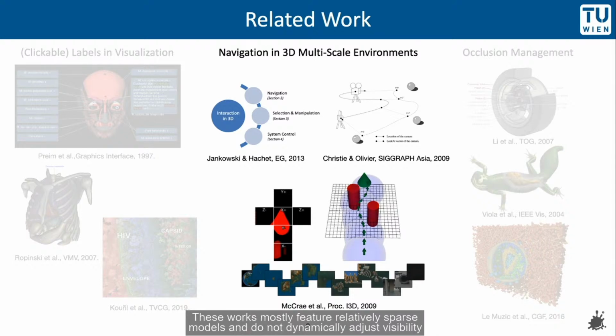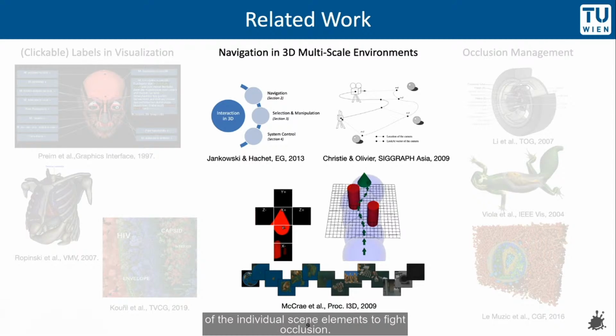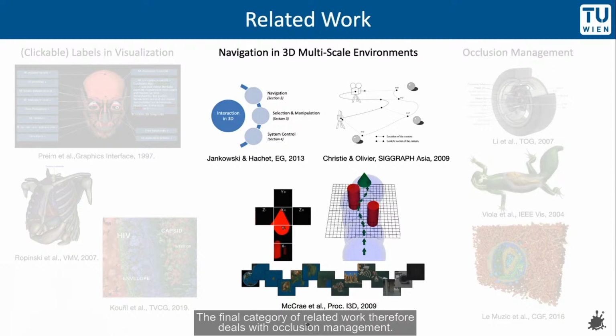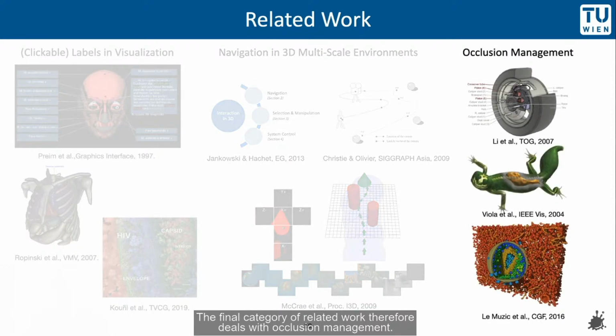These works mostly feature relatively sparse models and do not dynamically adjust visibility of the individual scene elements to fight occlusion. The final category of related work therefore deals with occlusion management. In the paper, we review techniques for polygonal, volumetric, and molecular data. Based on our research, we believe that the way our method tightly integrates the dynamic resolution of visibility with the navigation is uniquely novel.